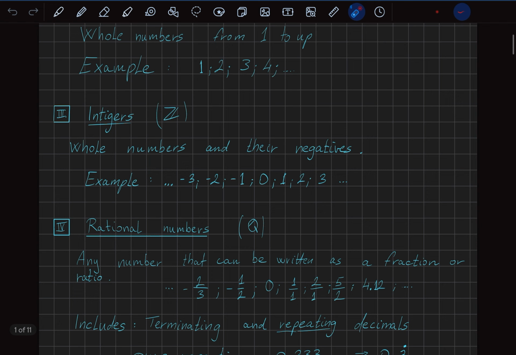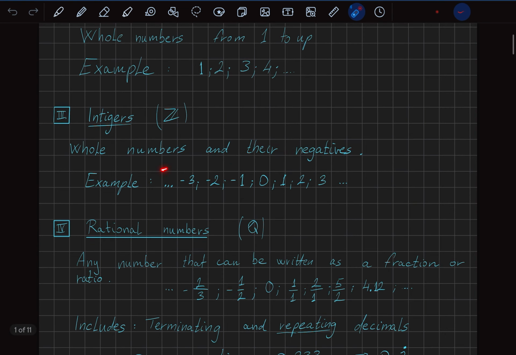The third big group is the integers. It's the big Z, sorry. Whole numbers and their negatives, so from minus infinity to plus infinity, and just the whole numbers. So minus 3, minus 2, minus 1, 0, 1, 2, 3, 4.